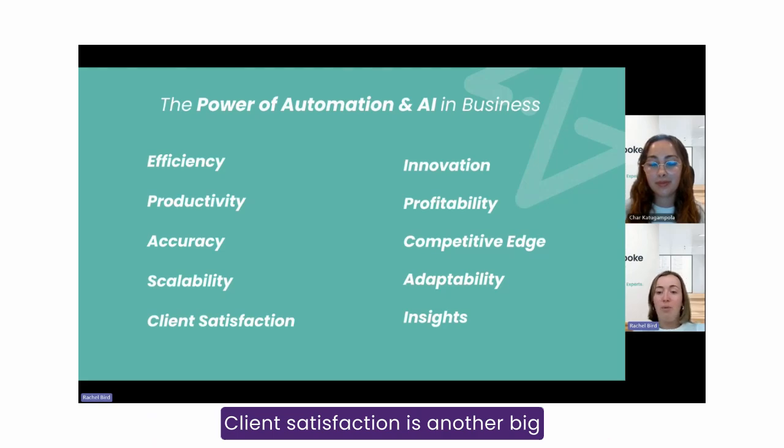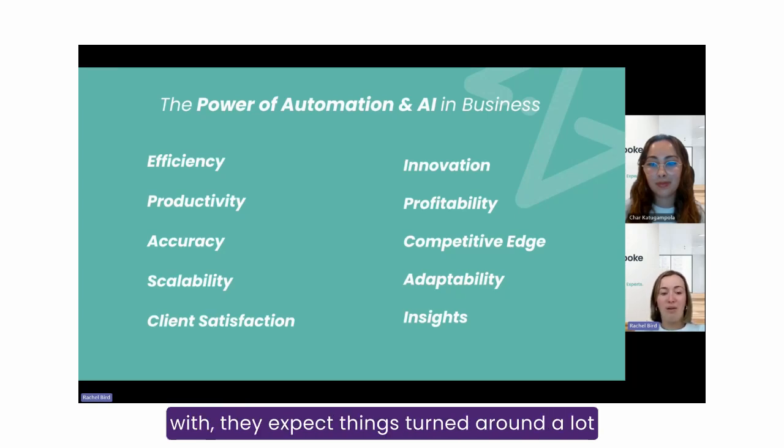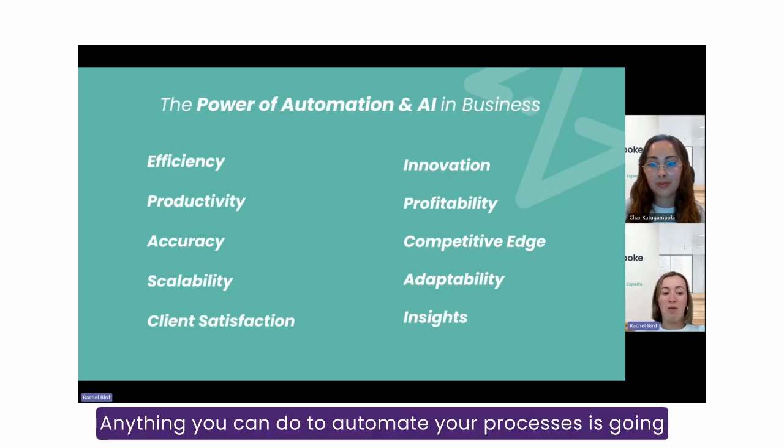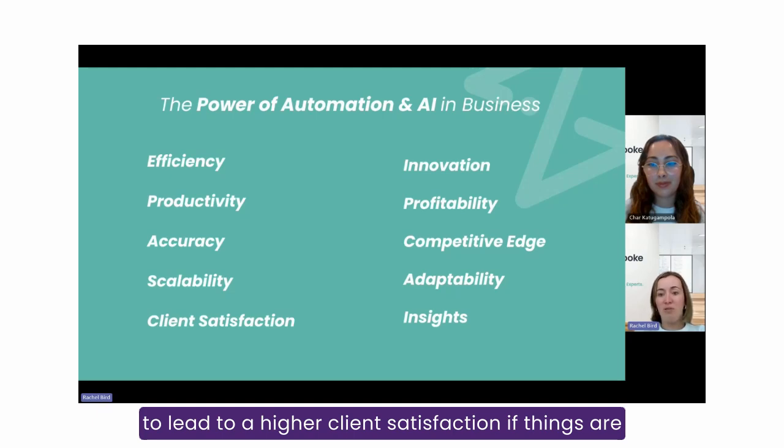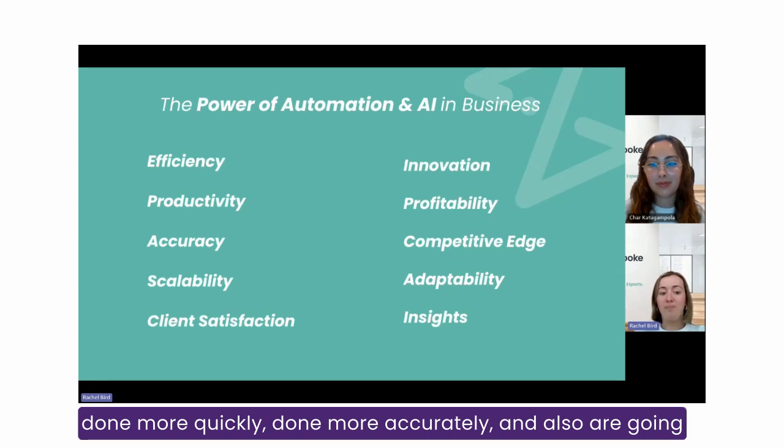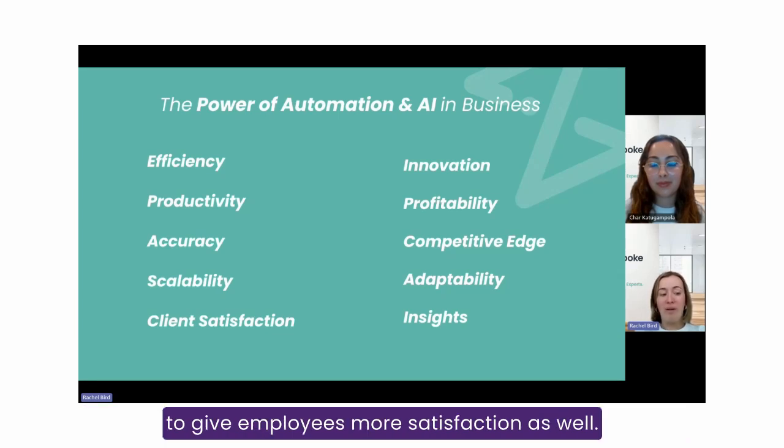Client satisfaction is another big one, I think sometimes overlooked. Also employee satisfaction. So, a lot of the clients we work with, they expect things turned around a lot quicker these days and more accurately again. So employees as well, I think, expect a higher standard of the technology that's there for them to use. And so anything you can do to automate your processes is going to lead to a higher client satisfaction if things are done more quickly, done more accurately, and also are going to give employees more satisfaction overall.